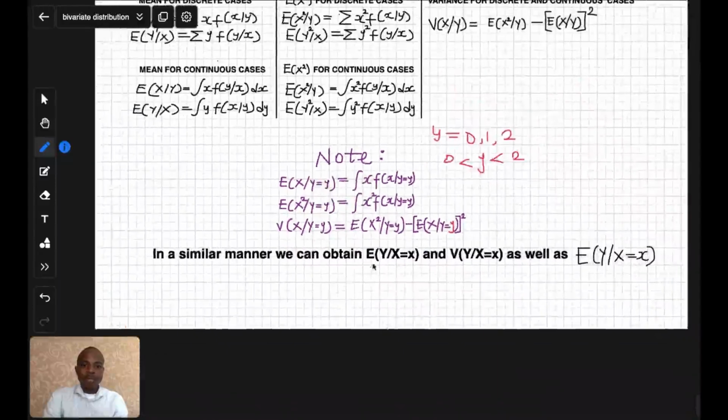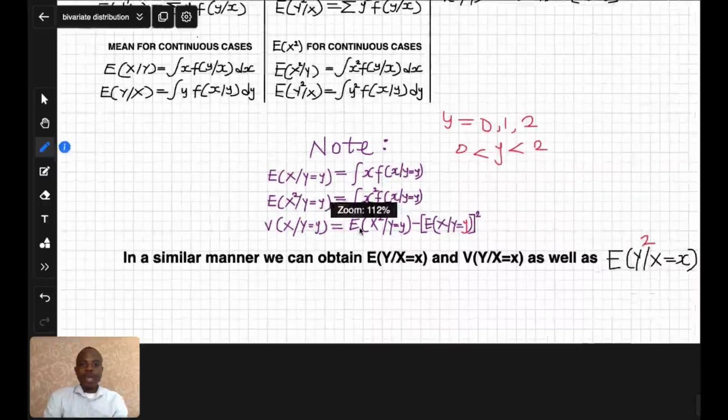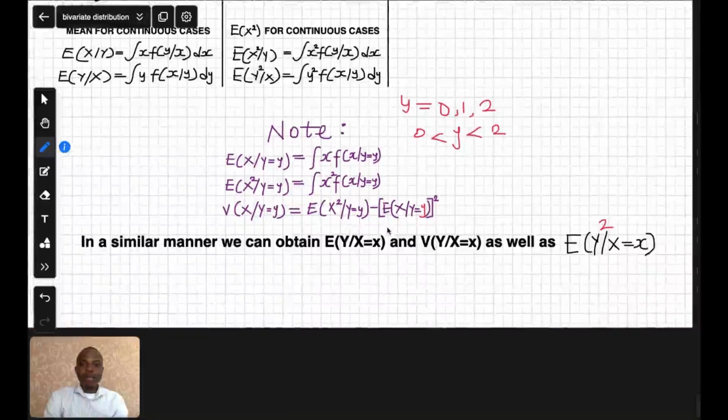In a similar manner, you can obtain the expected value of y given x equals x, the variance of y given x equals x, as well as the expected value of y squared given x equals x. Note that it's very important. You could do that for this, and as such you can obtain your variance. All right, so that's that.